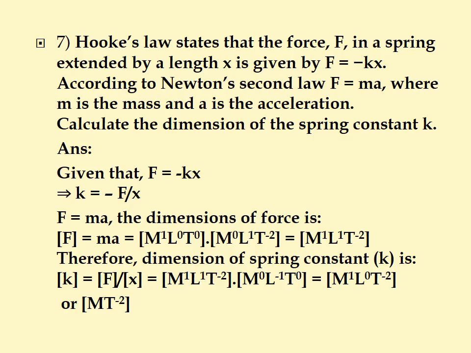Similarly, the dimensions of spring constant k also can be written as dimension of k is equal to dimension of F divided by dimension of x. We know that dimension of x is equal to dimension of M to the power of 0, L to the power of 1, T to the power of 0. So, the dimension of k is equal to dimension of M to the power of 1, L to the power of 0, T to the power of minus 2, or dimension of M T to the power of minus 2.